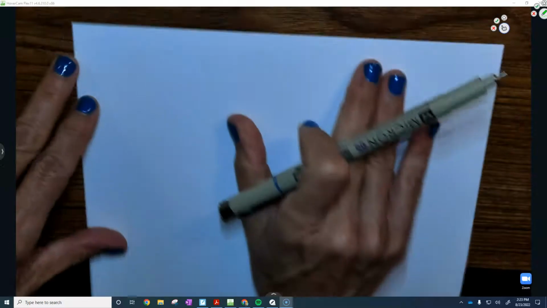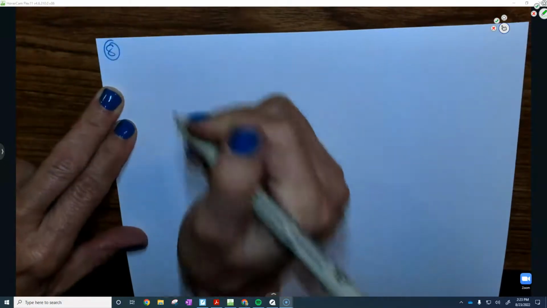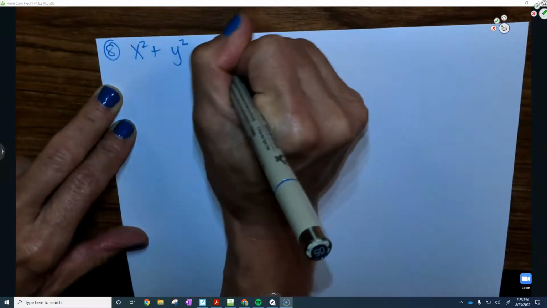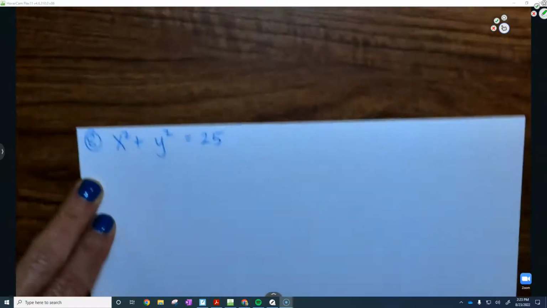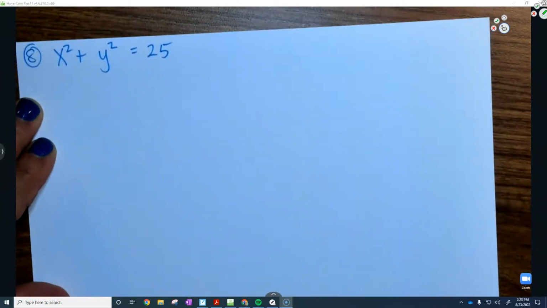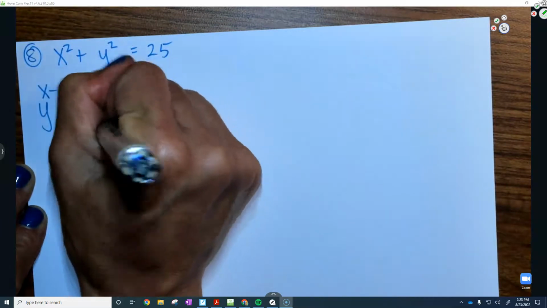All right, so let's go ahead and look at problem number 8. Problem 8's original equation was x squared plus y squared equals 25. All right, so for the x-axis, we are going to change the y value to the negative y value.